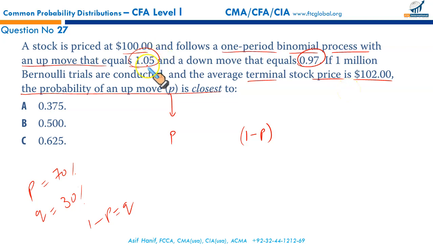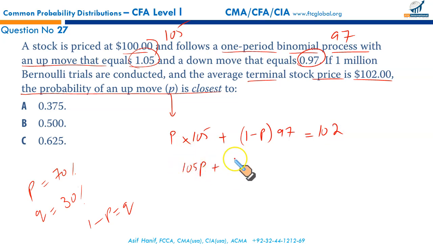It says the up move is 1.05. Of 100 it's going to make 105. And down move equals 0.97. 0.97 of 100 means $97. So P times 105, the up move, plus Q times 97, that is the down move, gives you an average of 102. We just need to make P the subject of this equation.